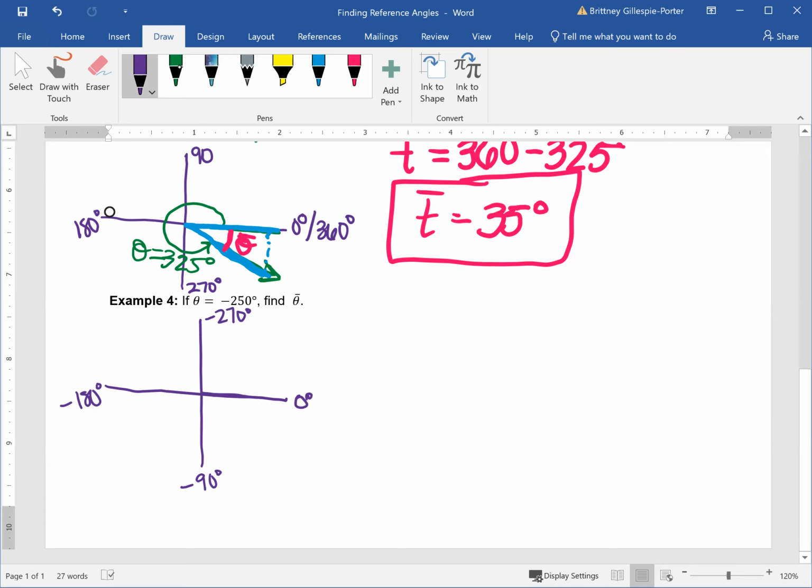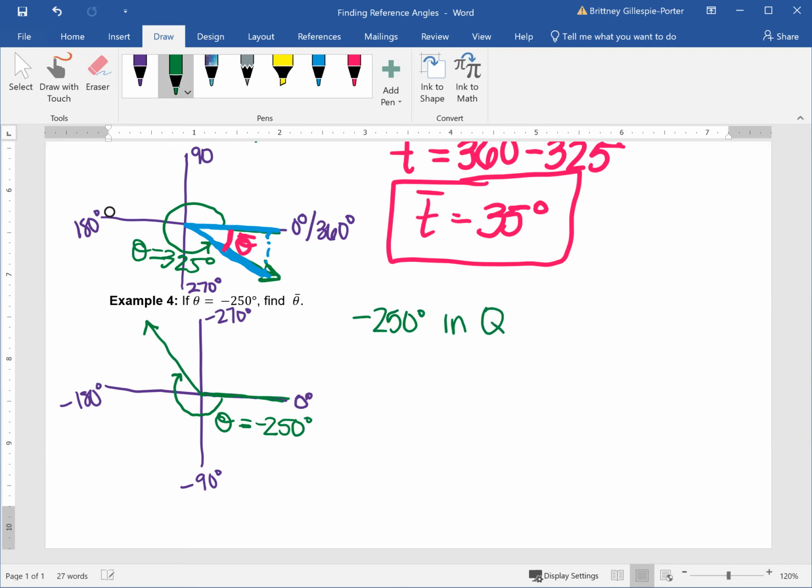So starting at our x-axis, because we had our standard normal form, it's going to come around, and now we are in quadrant 2. Negative 250 degrees. Okay, negative 250 is in quadrant 2. I forgot to mention the last one was in quadrant 4. Okay, but we're in quadrant 2.